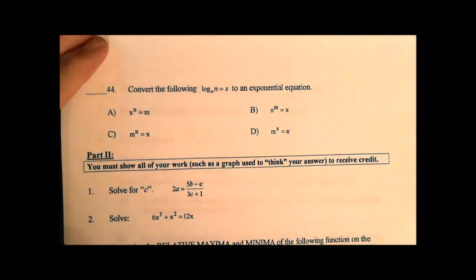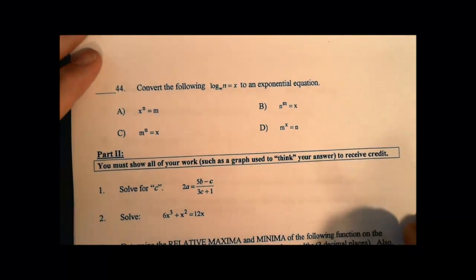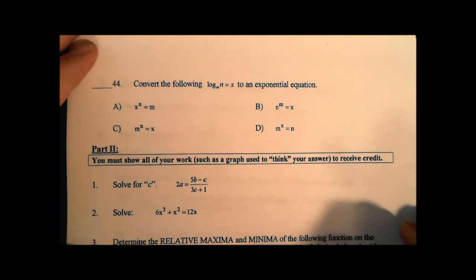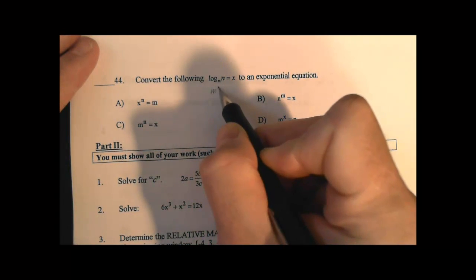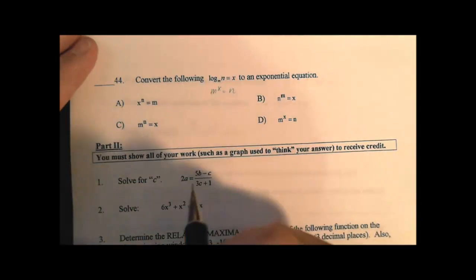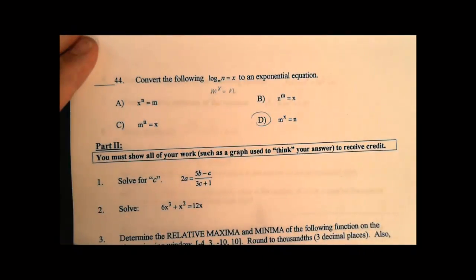All right, number 44. Convert the following. Log base m of n equals x into an exponential equation. Remember, the base is the same, so it's m to the x equals n. And the answer is D.